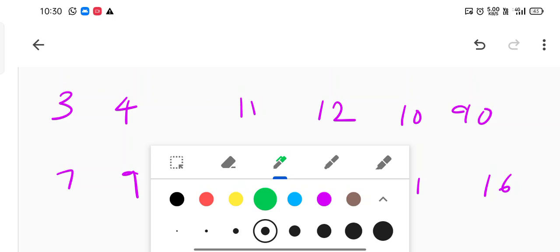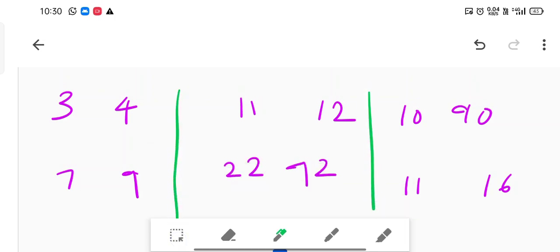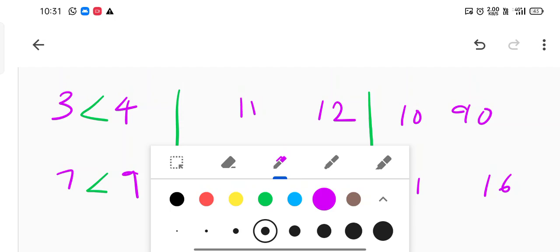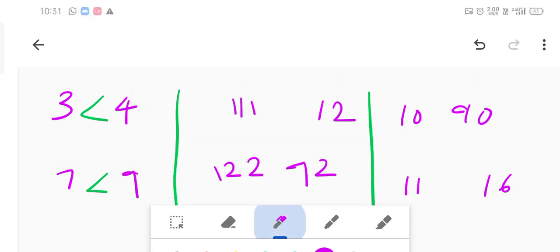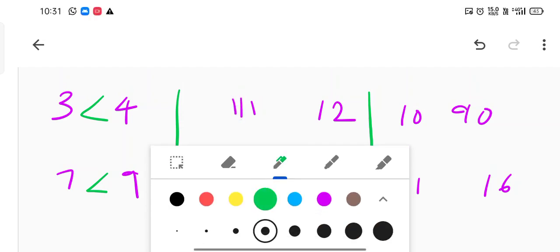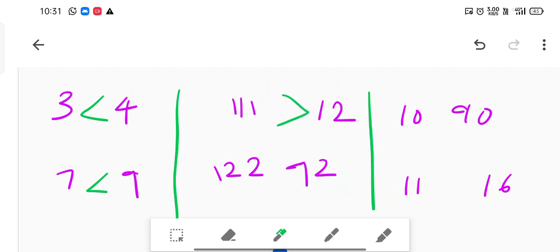These are the pairs of numbers I have written, and now we are going to mark symbols in between. How can we mark 3 and 4? The ice cream should fall in this way, isn't it? Because 4 is the largest part, so 4 should come there. So the greater side should come there. Then here 7 and 9, so the greater side should come there. When it is 111 and 122, what will happen? 122 is the bigger side, so it should come this way.